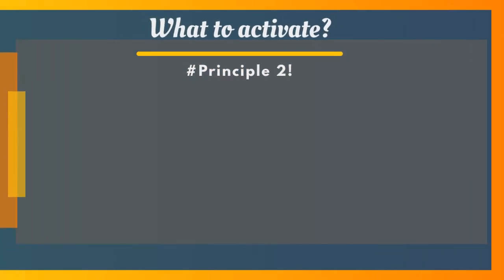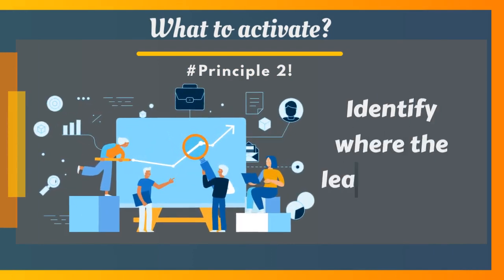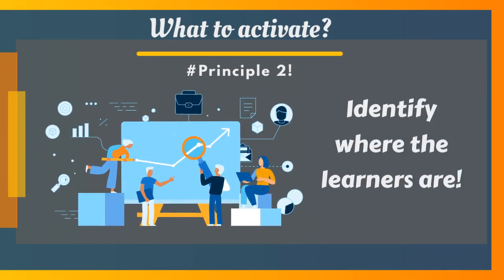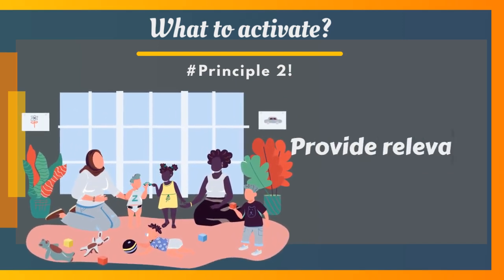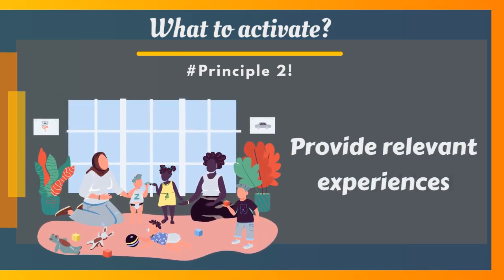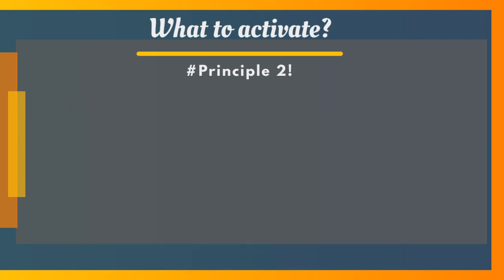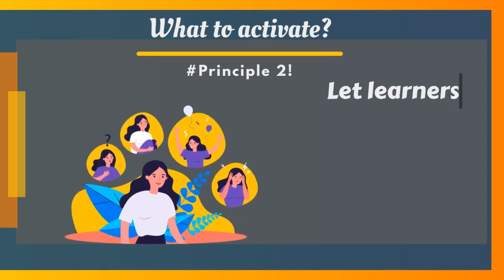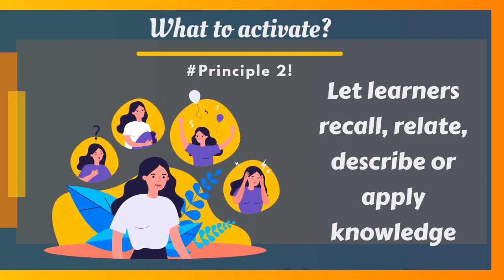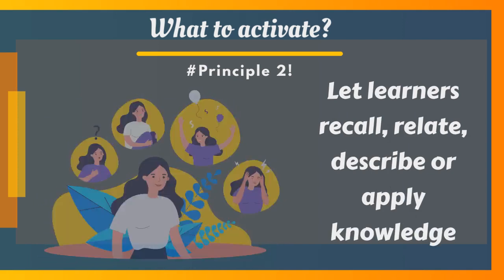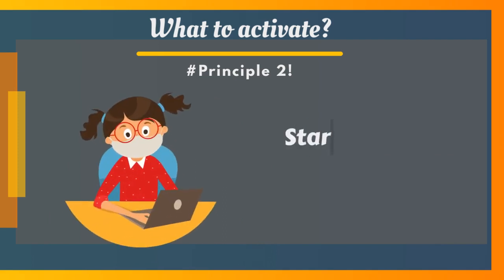Here are the things that you need to consider in the activation stage. Identify where the learners are at before introducing new content to help them link and meld the old with the new. Revise and activate, so scaffolding. Provide relevant experiences. If learners don't have relevant experiences, provide them to ensure that they have a basic understanding of the topic before introducing complex concepts. Let learners recall, relate, describe, or apply knowledge from relevant experiences that can be used as a foundation for the new knowledge. Start where the child is.